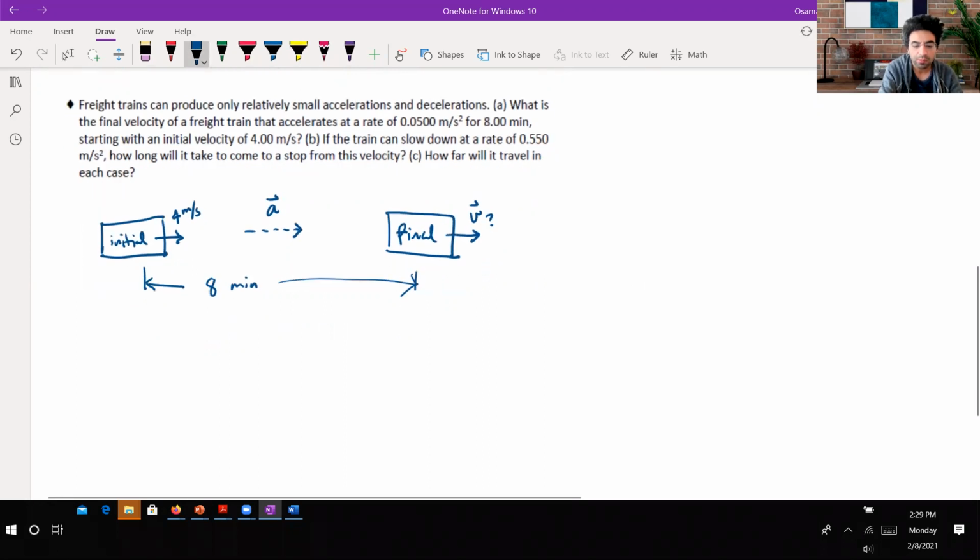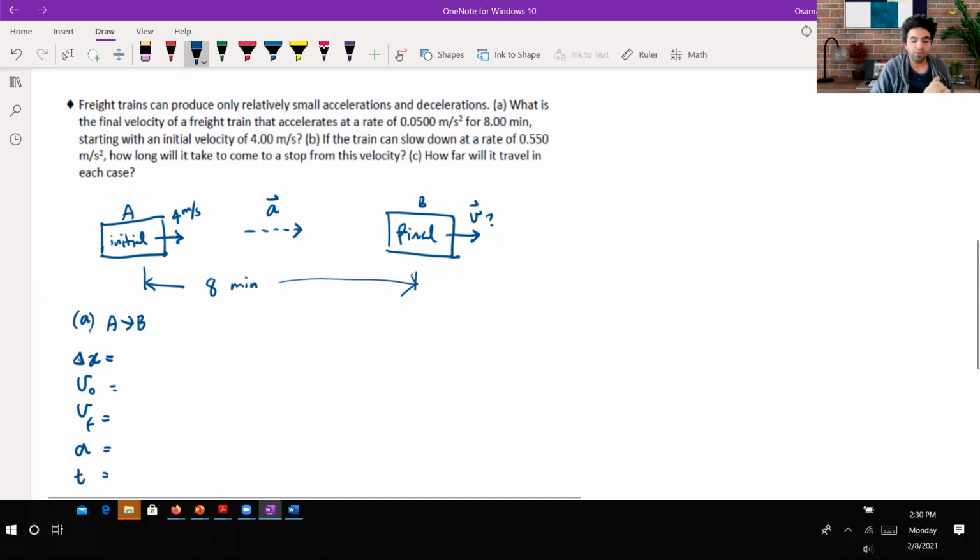I like to say, okay, what segment am I studying? So for part A, I'm studying the segment from this point to this point. I'm going to call them A and B, so I'm studying from A to B. That's the segment. And I like to list the 5 kinematic variables and what their values are. What is my displacement? What is my initial velocity? What is my final velocity, the acceleration, and the time interval? And I see which ones I have and which ones I'm looking for.